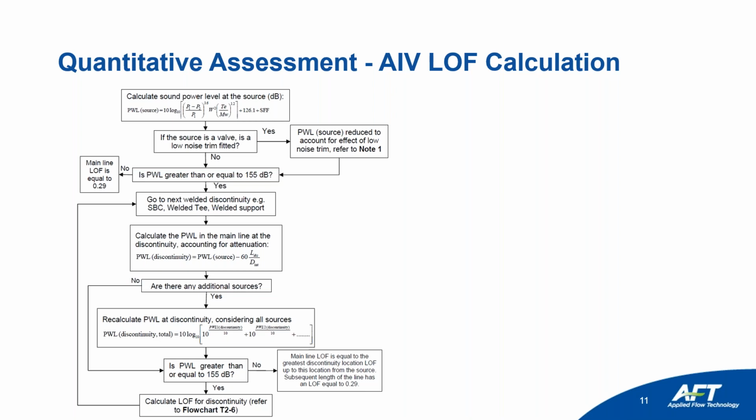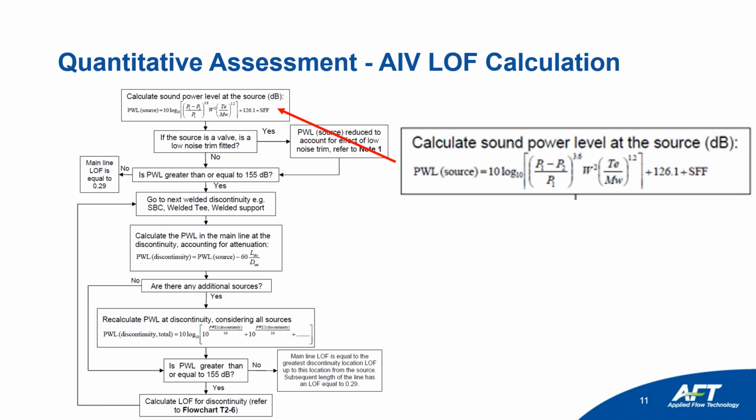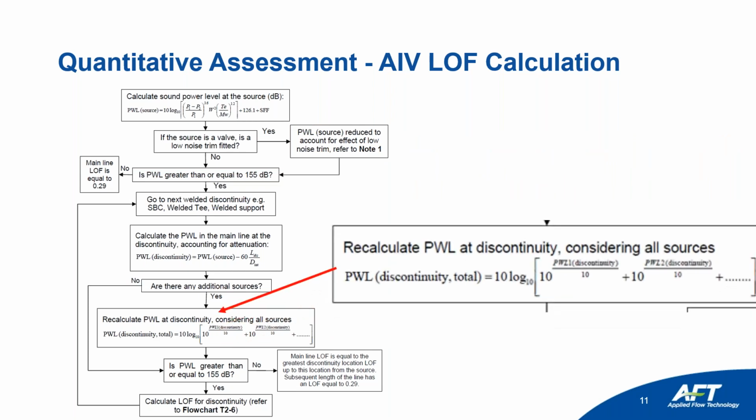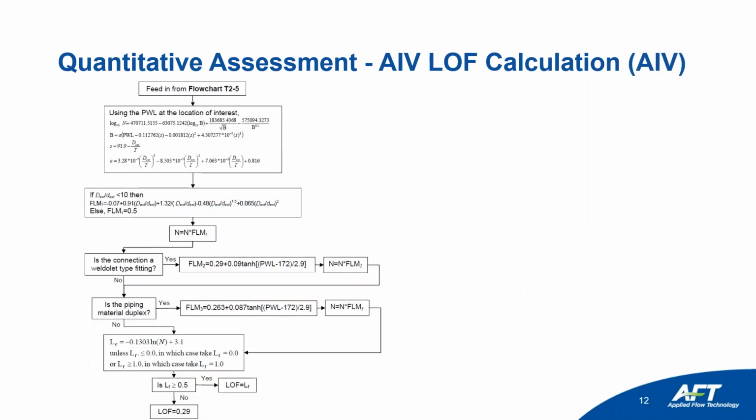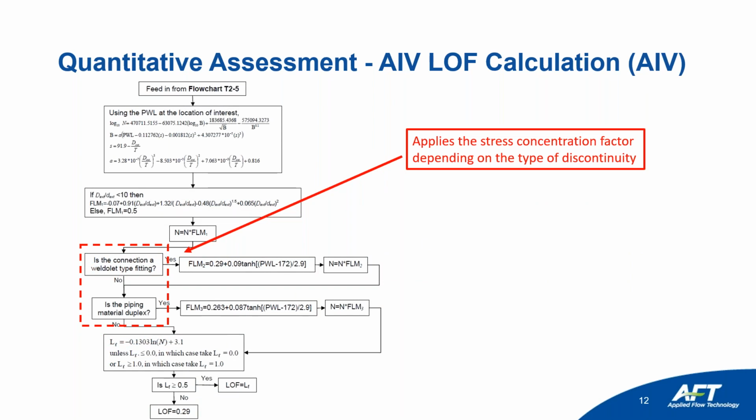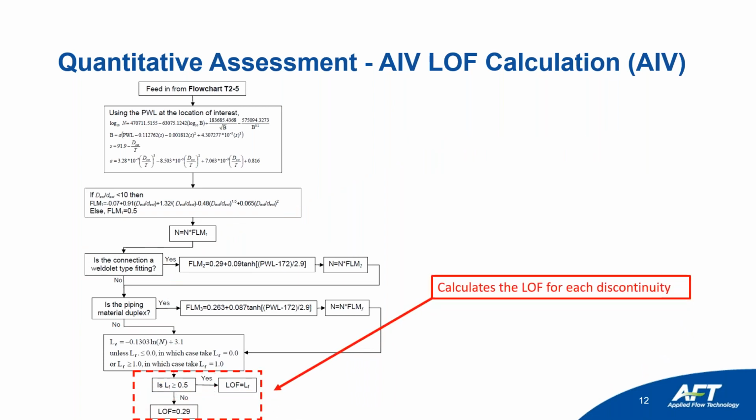Here is a flow diagram of the quantitative assessment applied for AIV LOF calculations. We're not going to go into detail of the calculation, but basically, first, it calculates the sound power level of the source of vibration based on the upstream and downstream conditions of the component. After that, since there can be more than one discontinuity being a source of vibration, it recalculates the power level of the source, considering all the sources. After that, it applies the stress concentration factor depending on the type of discontinuity you're analyzing. And finally, it calculates the LOF for each discontinuity.